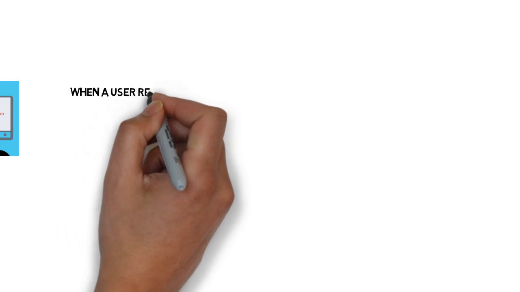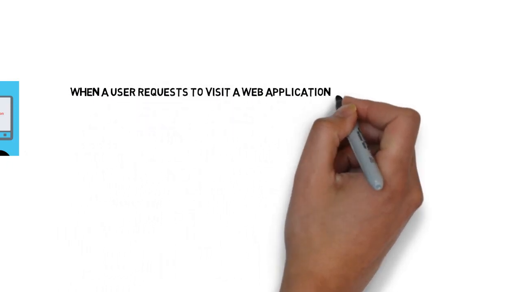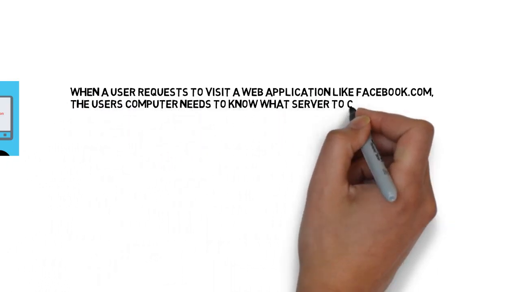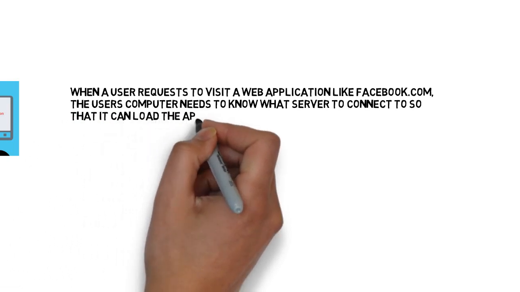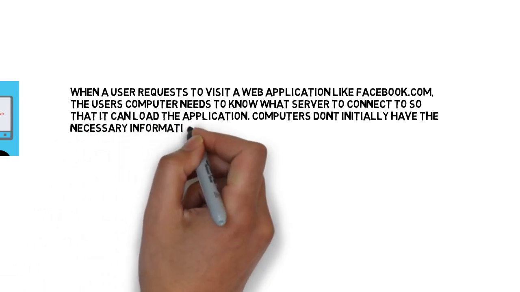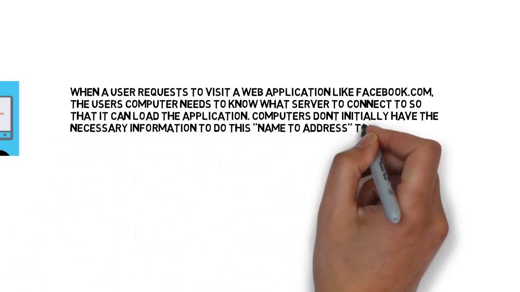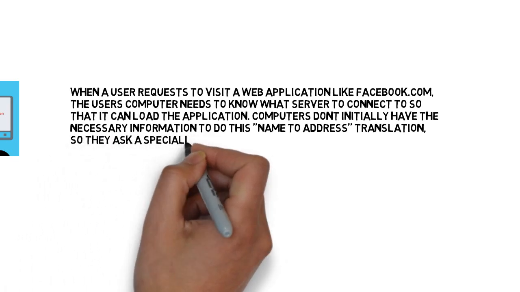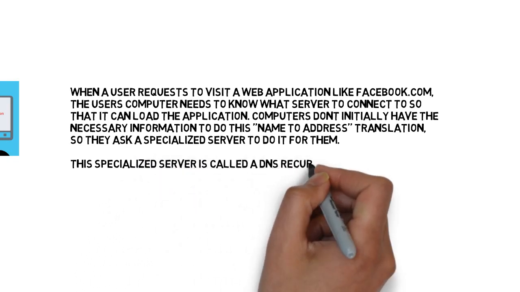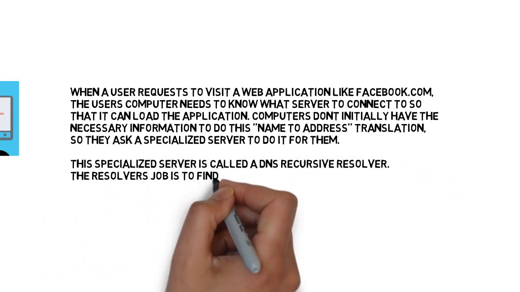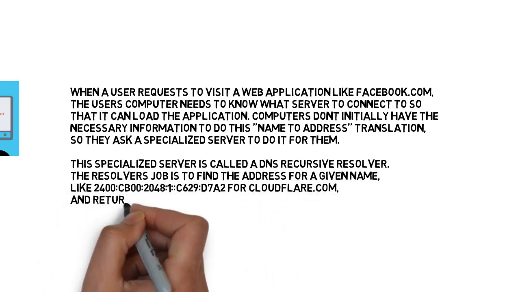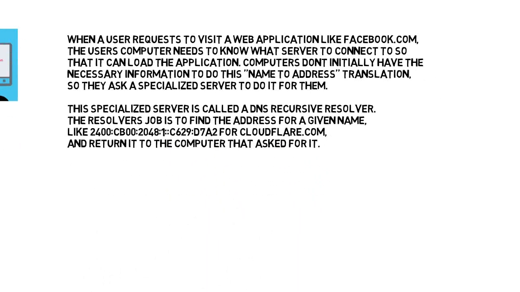So you must be wondering, what is a DNS resolver? When a user requests to visit a web application like youtube.com, the user's computer needs to know which server to connect to so that it can load the application. Computers don't initially have this necessary information, the name to address translation. So they ask a specialized server to do it for them. These specialized servers are DNS Recursive Resolvers. The resolver's job is to find the address for a given name, like the IP address 192.168.1.1 for, let's say, youtube.com, and return it to the computer that asked for it.